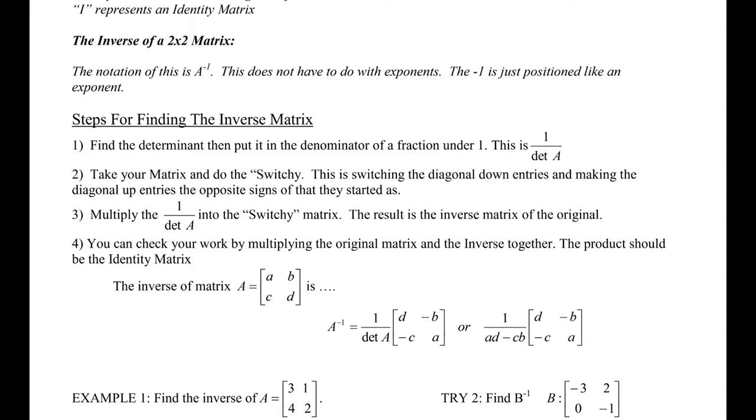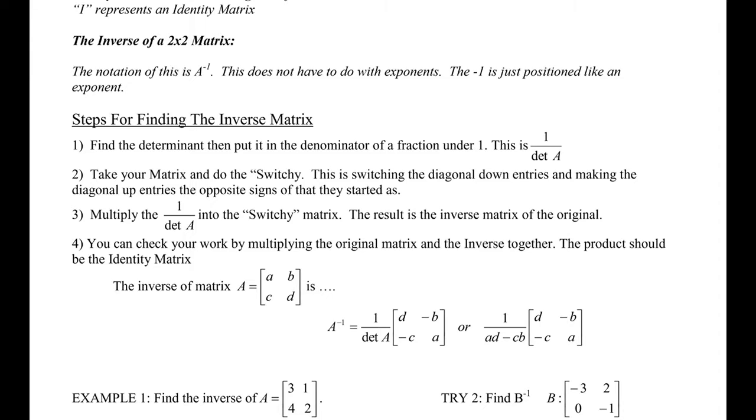Your steps are going to be first to find the determinant and then put it in the denominator of a fraction. So you'll have 1 over whatever your determinant is. Then you're going to take your matrix and do the switchy. This is switching the diagonal down entries and making the diagonal up entries the opposite sign as what they started. Then you're going to multiply 1 over the determinant into your switchy matrix. The result is the inverse matrix of the original.